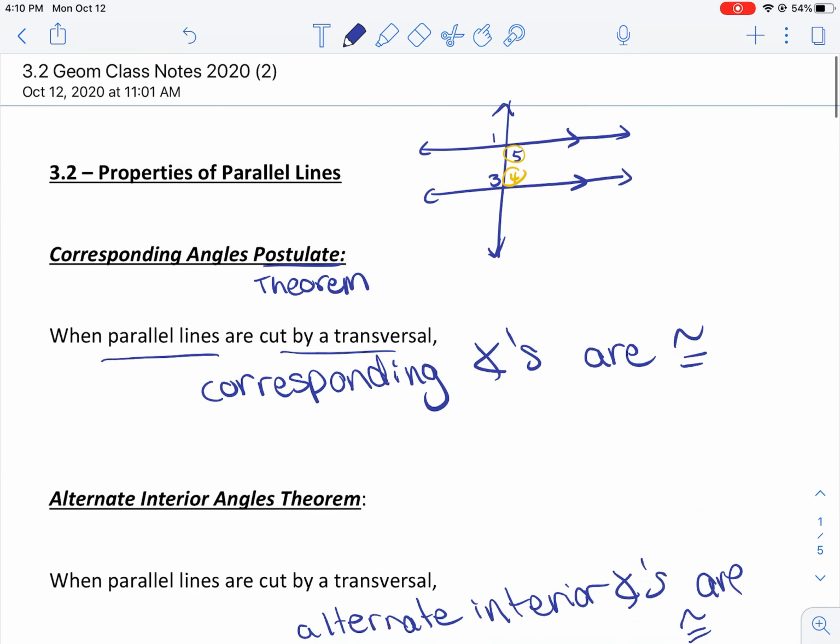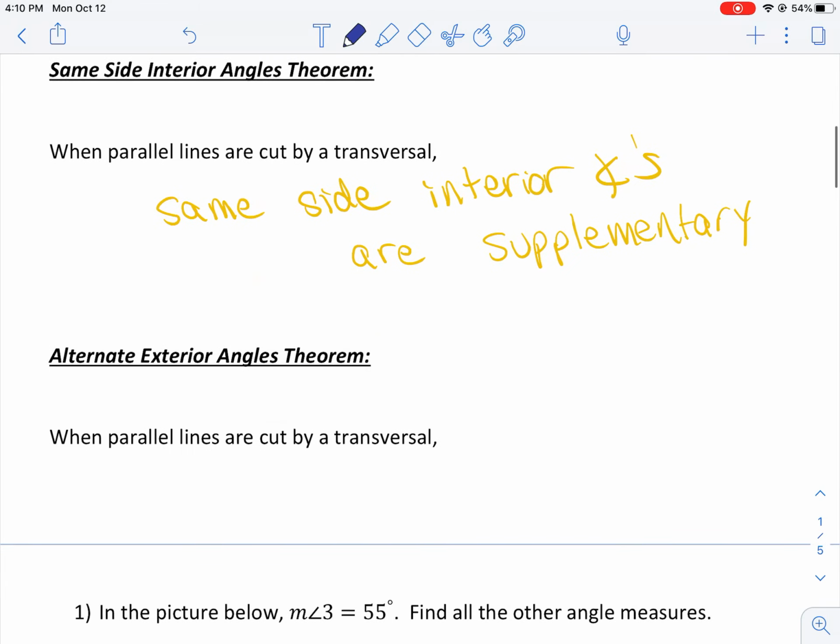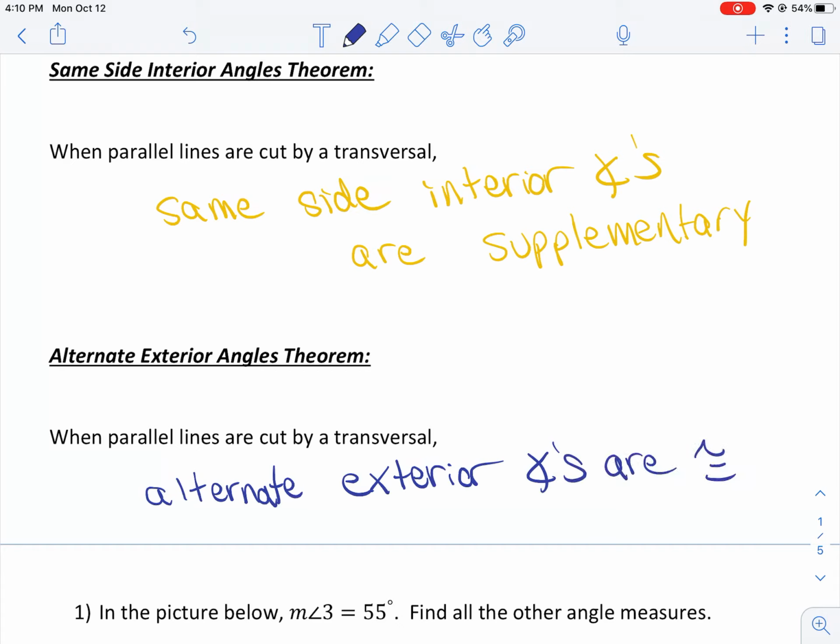And then finally, alternate exterior angles. That would be like angle 1 and angle 7, for example. They are on opposite sides of the transversal. They are both outside of the parallel lines. So when parallel lines are cut by a transversal, then alternate exterior angles are again congruent. So all of them are congruent when the lines are parallel, except for same side interior angles.